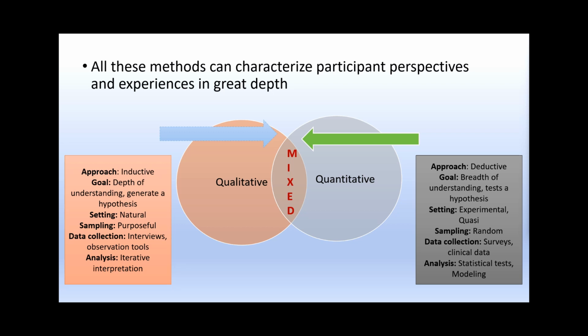While for quantitative, it is mostly deductive in approach. The goal is a breadth of understanding. That's why we use tests like hypothesis testing. The setting is most times experimental, like in clinical trials, of course. The sampling is mostly random in order to get a clear representation of a population. The data collection methods and tools we normally use are surveys and clinical data, and the analysis is almost always statistical tests and modeling like regression methods.